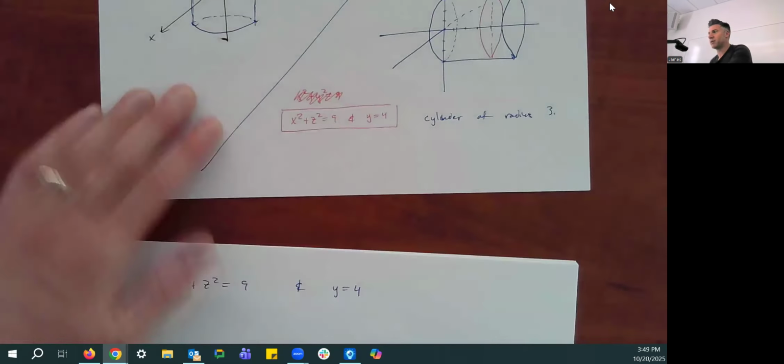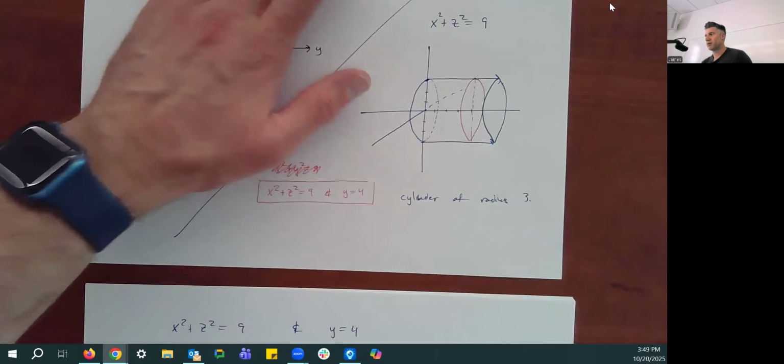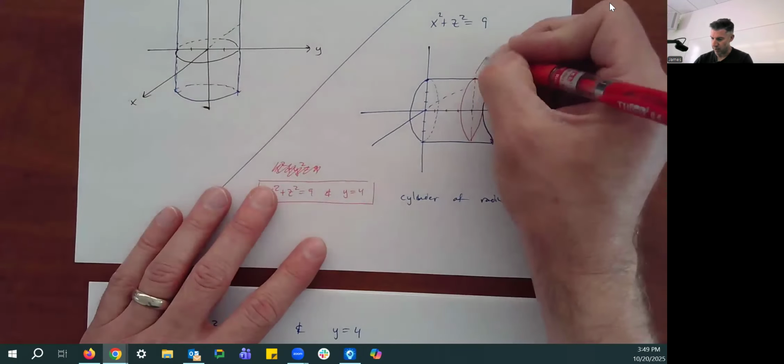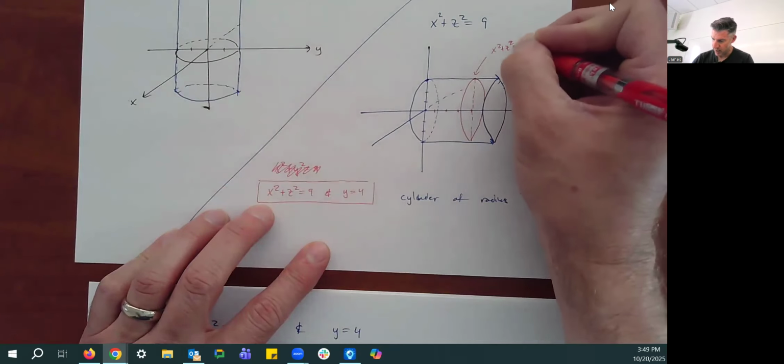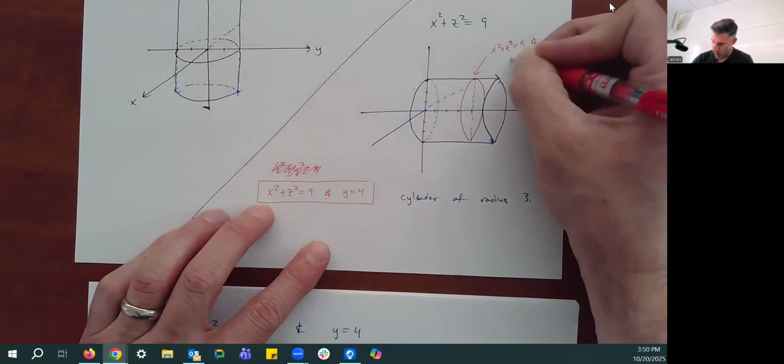Oops, sorry, I can't quite see that. Keep going off screen, sorry. So this circle is exactly the circle where x squared plus z squared is equal to 9 and y is always 4.